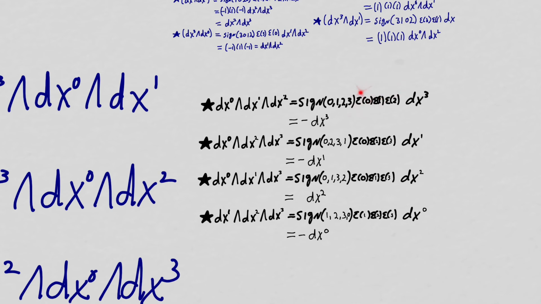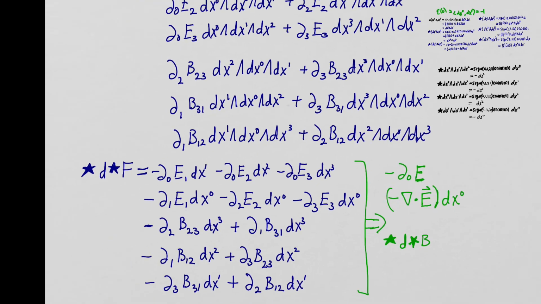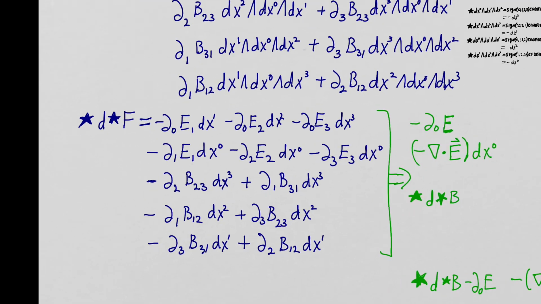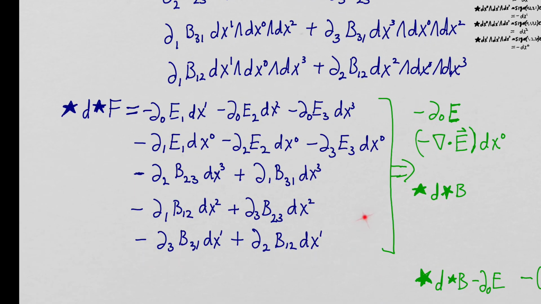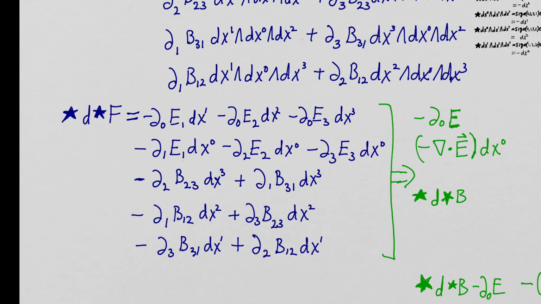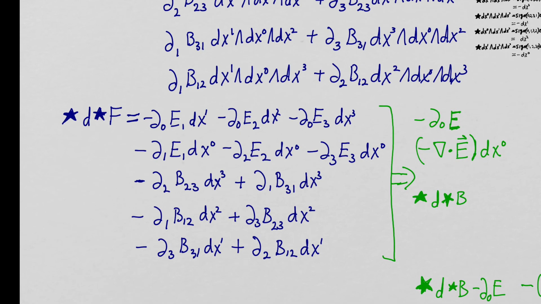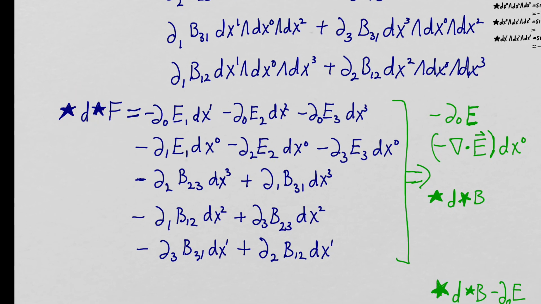And the epsilon of 0 will give us a negative 1. So that's why we have minus dx1. And it turns out that they all give us a minus sign except for 0, 1, 3, which gives us a positive sign. And so when we do that Hodge dual calculation, we end up with these. It looks a little shorter because now all these 3 forms have become 1 forms, because the Hodge dual of a 3 form in 4-dimensional space is a 1 form.